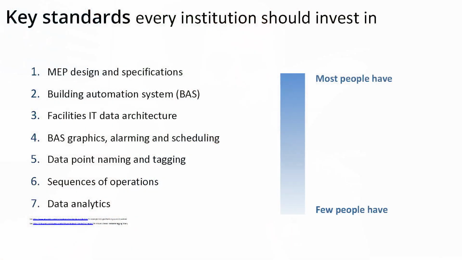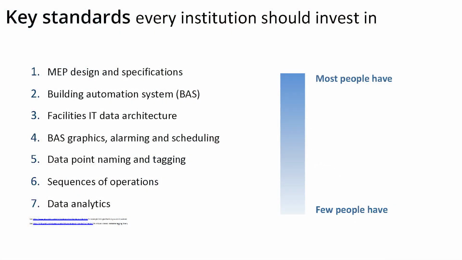Some other standards that you really should invest in. Most folks have some type of mechanical, electrical, plumbing systems and equipment design and specifications. That's foundational. Obviously, you're building automation, the Division 23 or Division 25 standards are key. And alarming, scheduling, I mentioned sequence of operations, and now data analytics too.